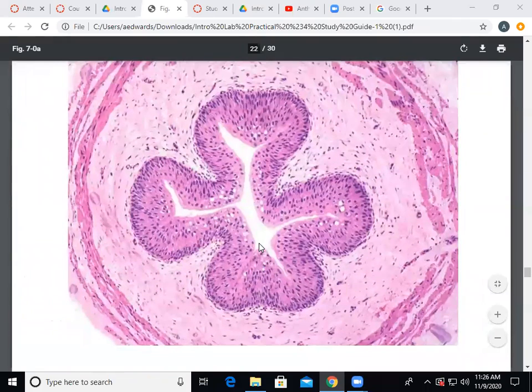All right. Here's a cross section of your ureter. And remember, your ureter is essentially routing urine from your kidneys down to your urinary bladder. So this is the area where that urine would be, okay? In the center. And it kind of has sort of like a four-leaf clover look to it, okay?